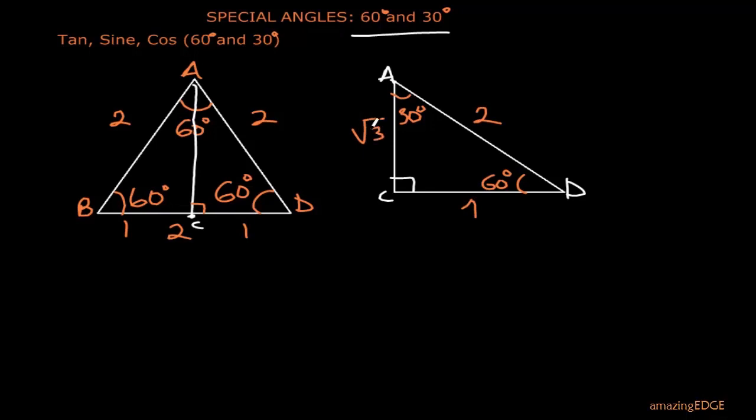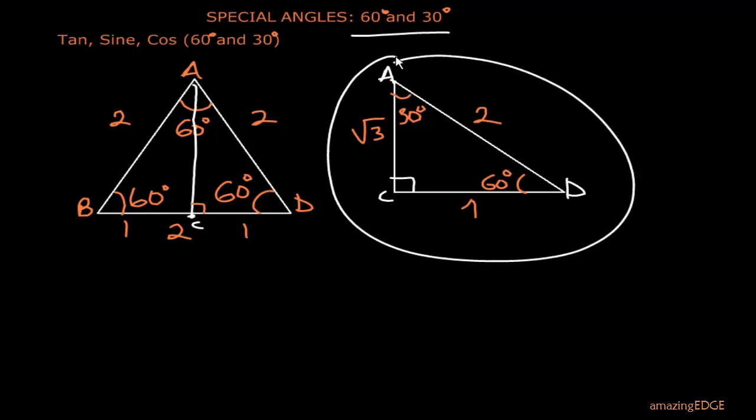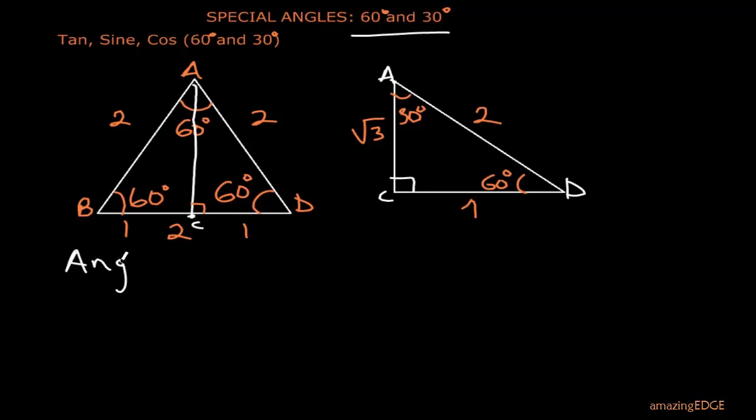With this, we are set to get the sine, the cosine, and the tangent of 60 and 30 degrees. So we start with 60 degrees now. We work with angle 60 degrees and we will concentrate on this triangle, triangle ACD.